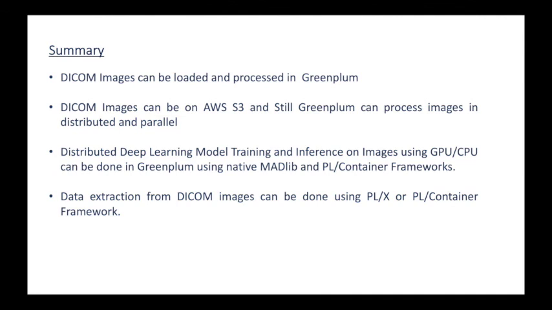But if you have a very small number of images, like 26K images, then you can put them on the master node and distribute them to the segment nodes. But if you have millions of images, they can be where they are. You can still do it in parallel and distributed fashion. Distributed deep learning model training and inference can happen on images using GPU, CPU, and then native Madlib and PL Container frameworks. The data extraction from DICOM can be done using the PLX or PL Container framework.